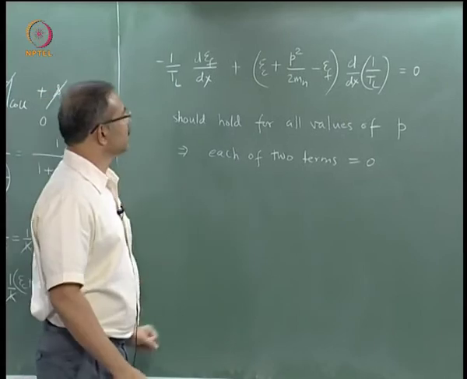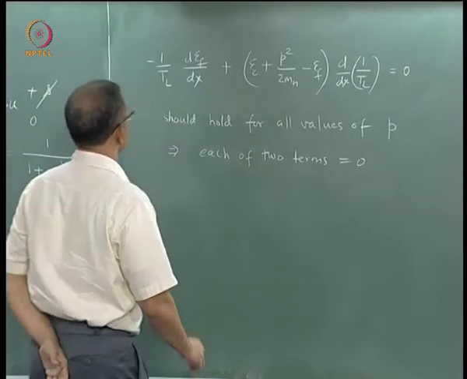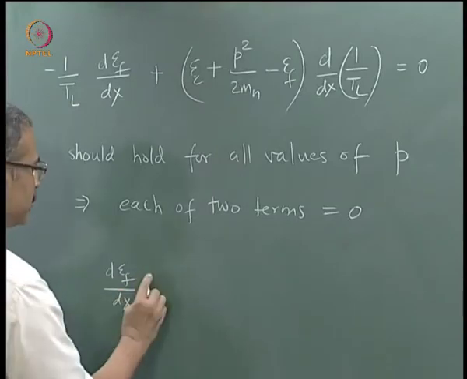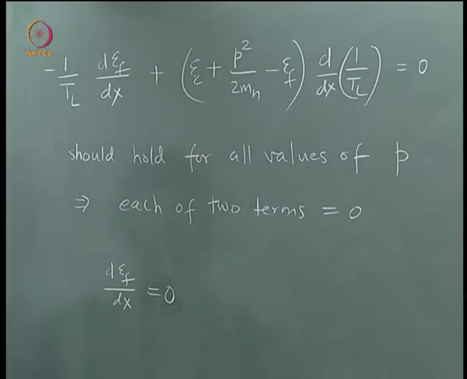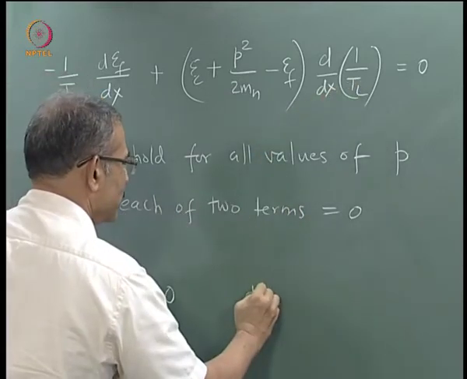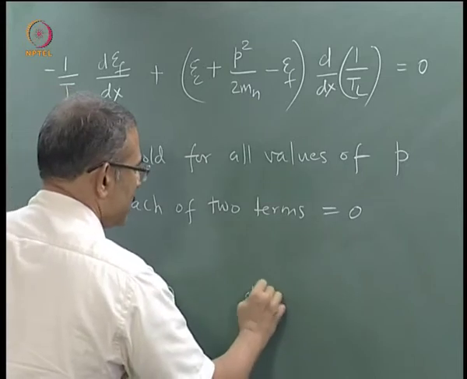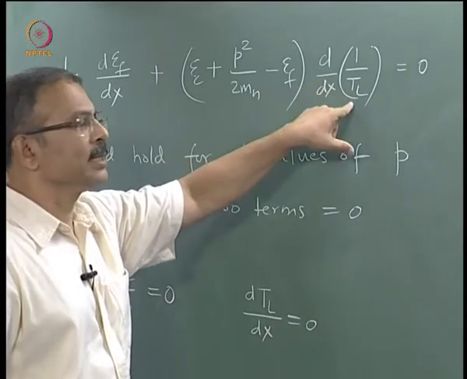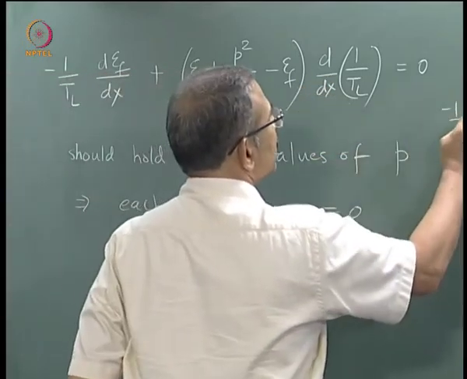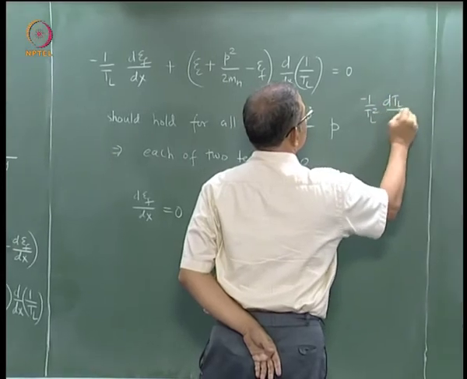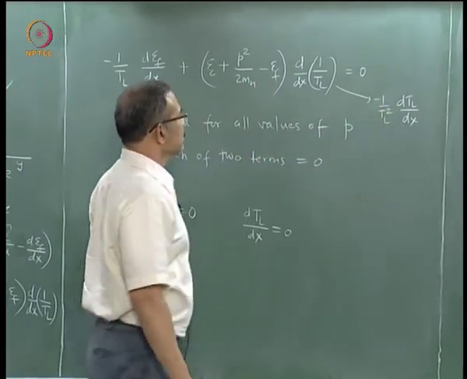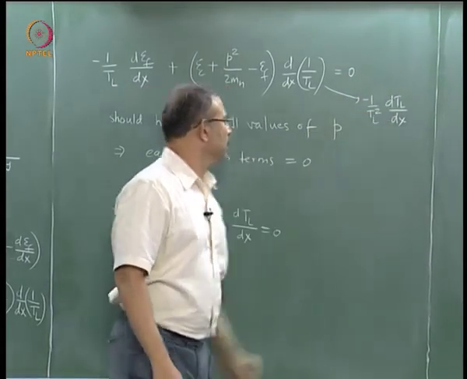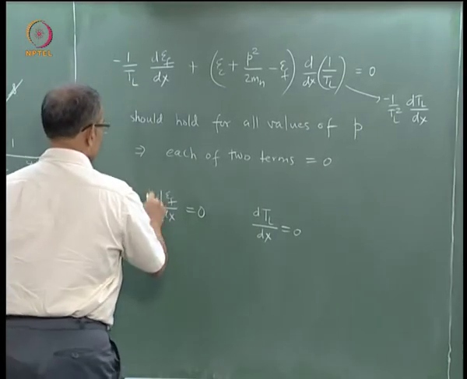Now, since TL is non-zero, the only way this will work is that dEf by dx equal to 0 and d by dx of 1 by TL equal to 0, which is nothing but d of TL by dx equal to 0. So if you want d by dx of 1 by TL 0, this is nothing but minus 1 by TL square dTL by dx. So TL is non-zero, therefore in fact 1 by TL is not 0, so dTL by dx should be 0. So this is what you get, is the condition.